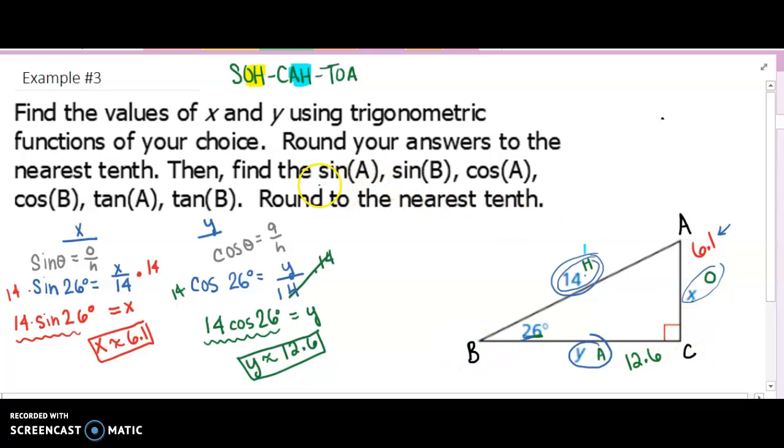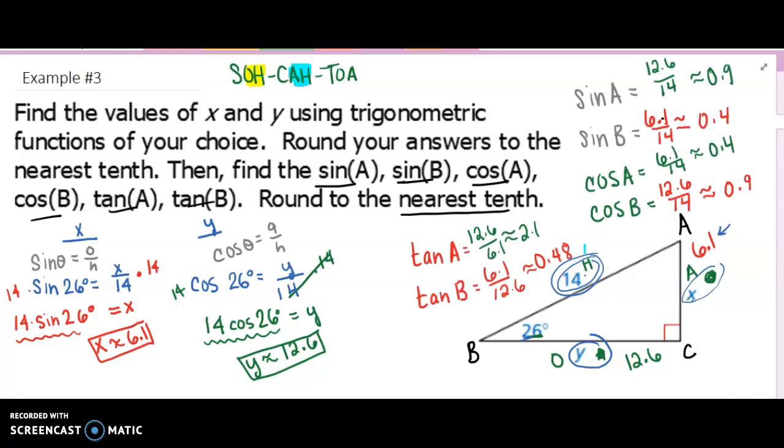All right, so now that we know that, I'm going to make this A, this B, and this C. I want you to go ahead and find the sine of A, sine of B, cosine of A, cosine of B, tangent of A, and tangent of B. And put these in decimal form, round them to the nearest tenth. So I'm going to let you do that, and then we'll go over them.